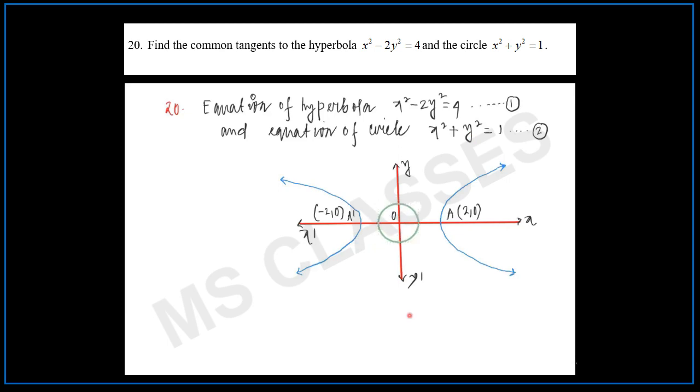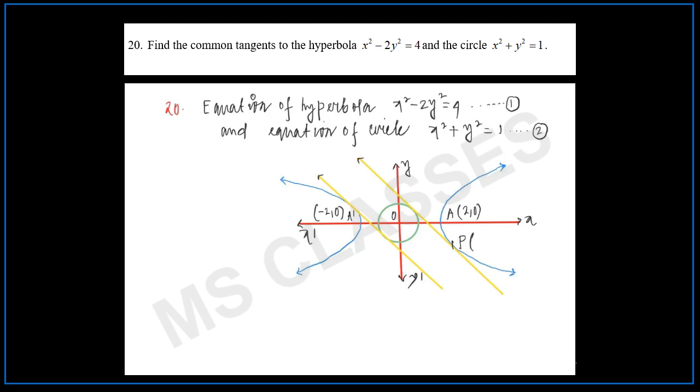Now we need the common tangent here. So for the common tangent, this can be a common tangent. Similarly, here also you can have a common tangent. You can see that like this you can have common tangents to the hyperbola. So at first we'll find the equation of the tangent to the hyperbola.